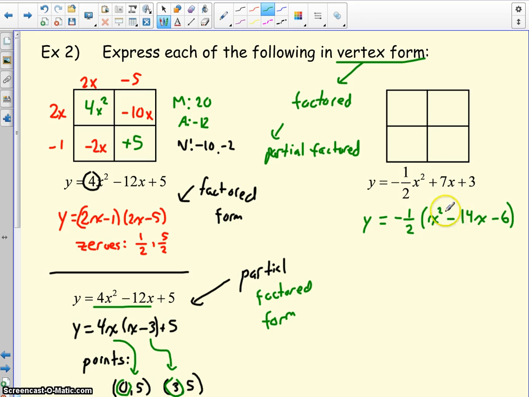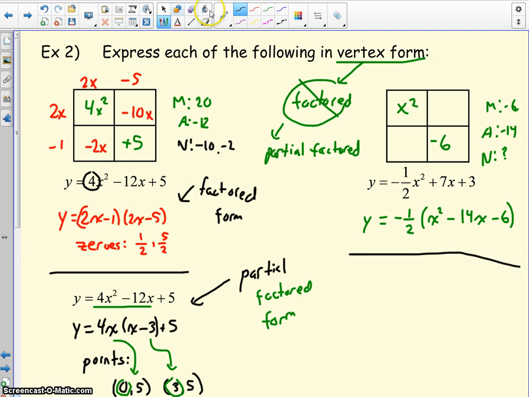So with x squared minus 14x minus 6, where you're going to run into a problem here is you're going to run into an impossible situation to factor. You need two numbers that multiply to negative 6 and add to negative 14, which does not happen. Okay, it's impossible. So this does not factor, which means putting it into factored form won't be an option. So you're going to have to do partial factored form here. It's going to be your only choice.